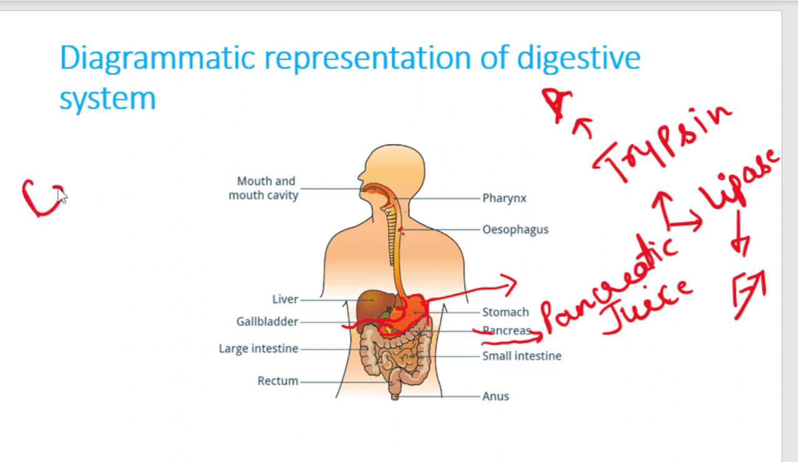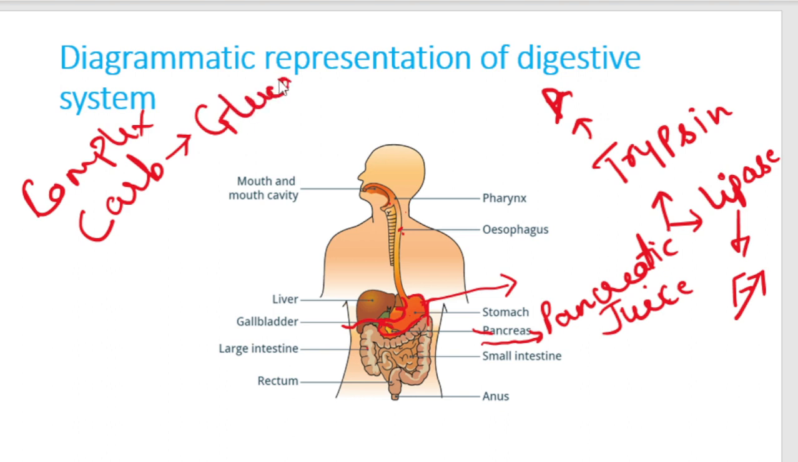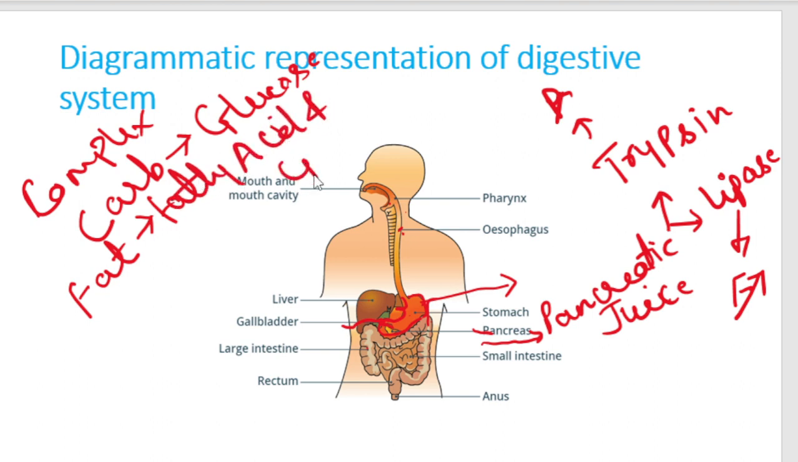Now, there are some other intestinal juices or secretions which further break down complex carbs into simple sugars, or glucose. Complex carb to glucose. Glucose is a simple sugar. Some other secretions break down fat into fatty acids and glycerol. This is the process which takes place inside our small intestine.